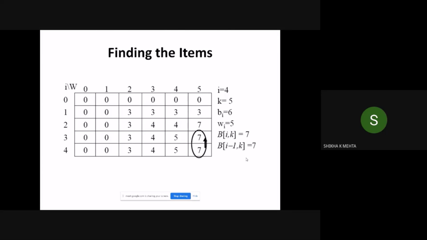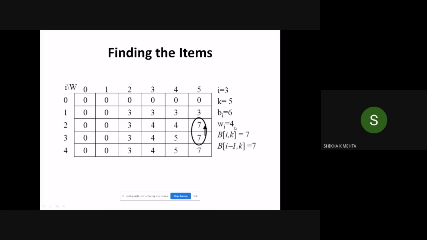So that means if they are the same, what do we do? The algorithm says just decrease the value of the row by 1. So we decrease the value of the row by 1. We have moved to the third item. Then the value of K remains the same because we have not changed the value of the column. Then BI is the profit that is associated and WI is the weight of the third item.